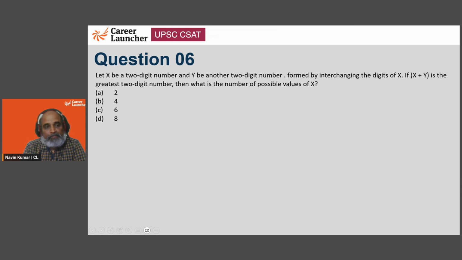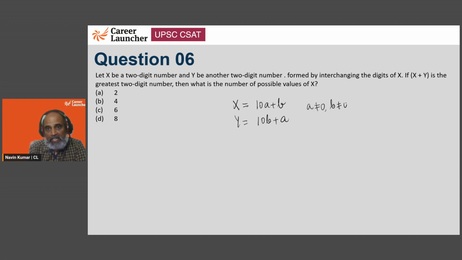Next. Let x be a 2-digit number and y be another 2-digit number formed by interchanging the digits of x. So basically, if we take x as the 2-digit number 10a plus b, then y is going to be another 2-digit number formed by interchanging the digits of x, so it becomes 10b plus a. So neither a is 0 nor b is 0, because if a is 0, then x won't be a 2-digit number. And if b is 0, y won't be a 2-digit number. Question says they both are.